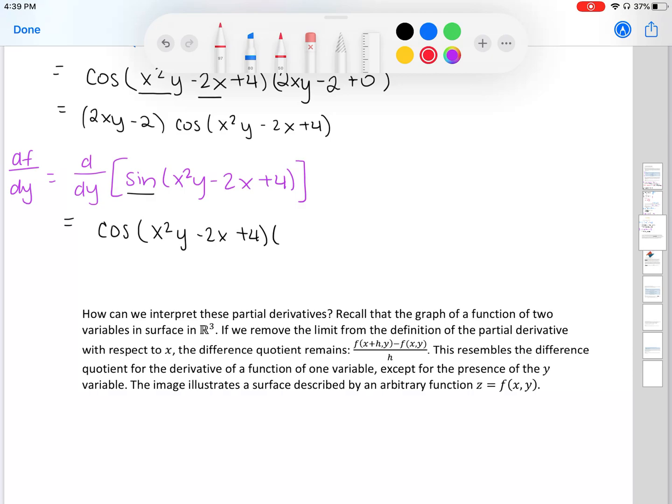But recall, we're only taking the derivative with respect to y, and we only have a y once. So the derivative of the argument of sine is, the derivative of y is just 1. So we have x squared. There's no y, so it's a constant. There's no y, so it's a constant. The rest are zeros. So our answer would be x squared cosine of x squared y minus 2x plus 4.